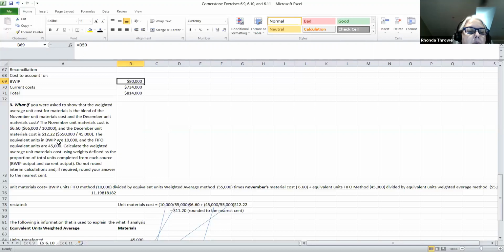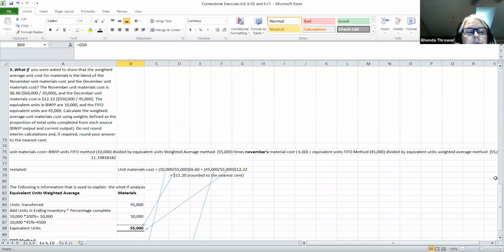The equivalent units in the beginning work in process are 10,000. Again, they gave it to us there. And the FIFO equivalent units are 45,000. They just repeated what they've already given us in this information. Calculate the weighted average unit cost using the weights defined as the proportion of the total units completed from each source. And they got beginning work in process output and the current output. Do not round your interim calculations, and if required, round to the nearest cent.